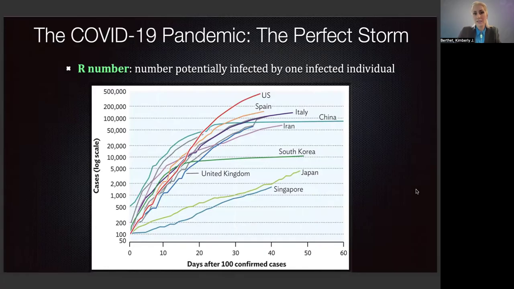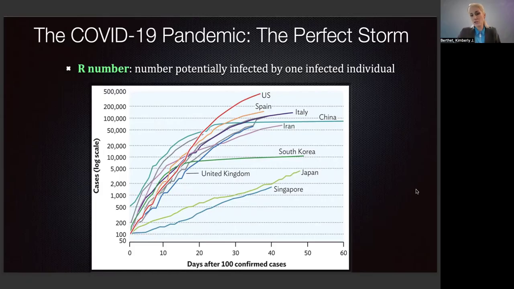Looking at COVID-19 as a pandemic, we can start looking at the R number here. So this is on the x-axis, days after 100 confirmed cases, and cases on a log scale. So we can see how different countries were affected by the pandemic itself. The R number here is the number of potentially infected by one infected individual. So one person, how many people did they end up affecting?